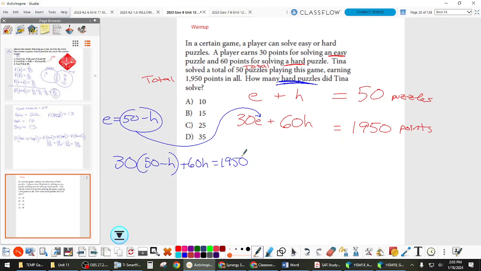That method is called substitution, but that's not the only way to do this. System of equations. Well, it's a system either way. That is our system. The other method is called elimination. We could eliminate E or eliminate H. But can I just add them and eliminate one of them right now? What do you need to do first? I'm going to let you think. What do I need to do first before I can eliminate?